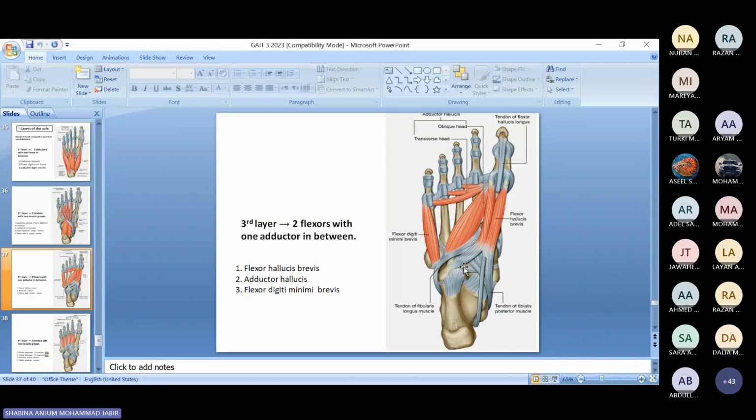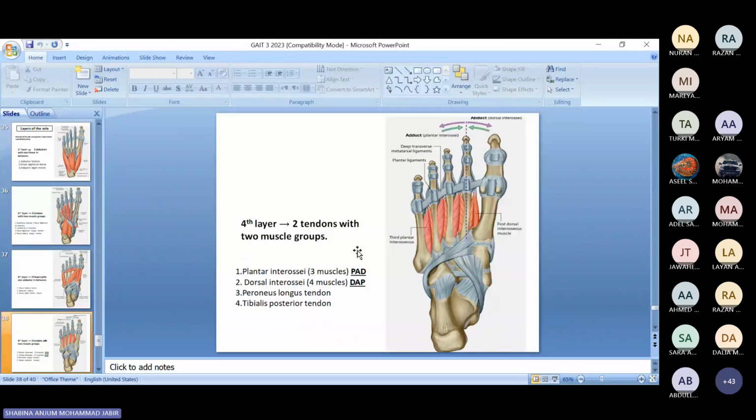In the third layer, you have 2 flexors, one on each side. One flexor is for the hallux, flexor hallucis brevis. One is for the little toe, flexor digiti minimi brevis. And in between here we have the adductor.